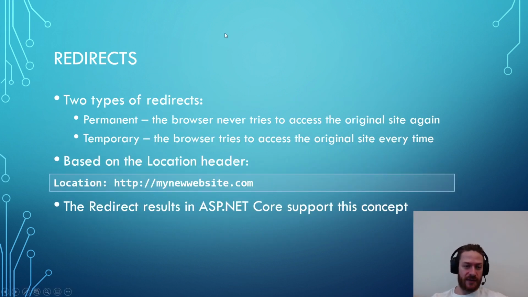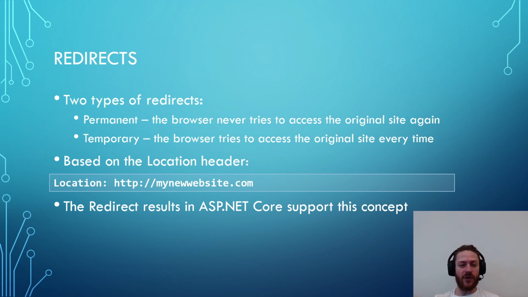Redirects. Redirects in HTTP are two kinds. You have a permanent redirect and a temporary redirect. The permanent redirect is when the browser never actually tries to access the original site again. So for example, you moved your site from animals.com to cats.com. And if somebody hits animals.com and sees a permanent redirect, the browser will never access animals.com, it will always access cats.com from now on.